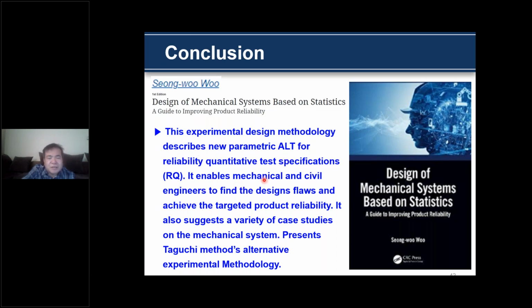It enables mechanical and civil engineers to find design flaws and achieve target product reliability. It also suggests a variety of case studies on mechanical systems, and presents the Taguchi method as an alternative experimental methodology.